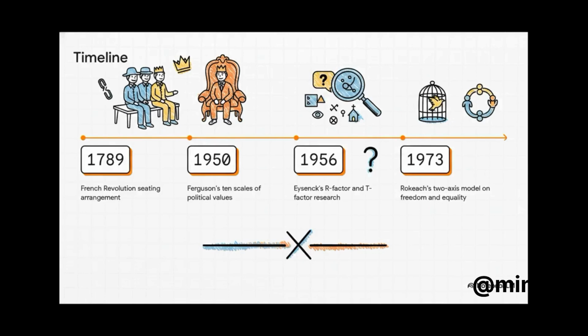Fast forward to the 20th century, and academics tried to scientifically map these political values. In 1950, Leonard Ferguson measured attitudes on things like censorship and theism. And in 1973, Milton Rokeach tried to map values based on freedom versus equality. But, as they'd soon figure out, something kept going wrong with this single-line model.